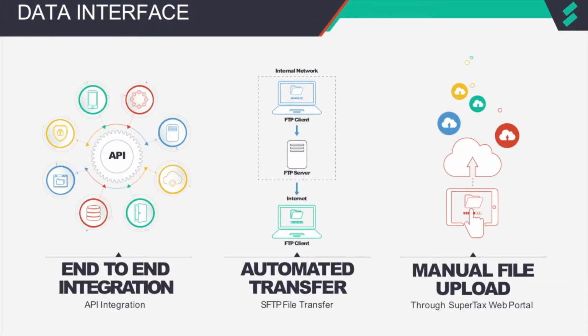So let us look at the options to interface data. There are three ways of doing it. Data can be interfaced either by way of API integration, SFTP, that is Secured File Transfer Protocol, or by manual upload of Excel or CSV file. API triggers the registration process immediately on generation of the invoice in your system. SFTP is scheduler based. You can schedule it say every 5 minutes, 15 minutes, 30 minutes as may be required. In the file upload mechanism, you can upload an Excel or CSV file on the Supertax portal whenever required.